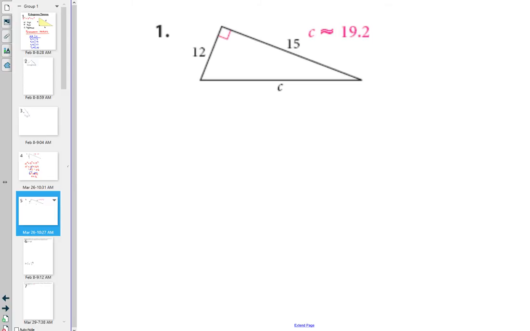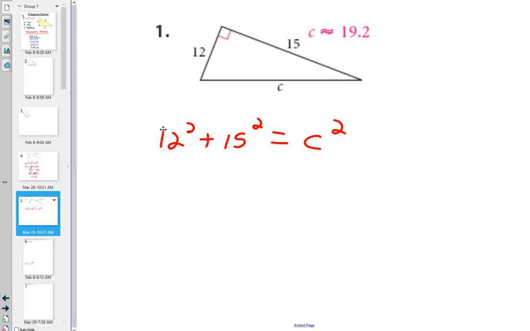How do you know that that's the hypotenuse? It's across from the right angle, yeah. Curse you, charisma. Yeah, so make sure that we get the 12 and the 15 on the same side, and then c squared on the other side.